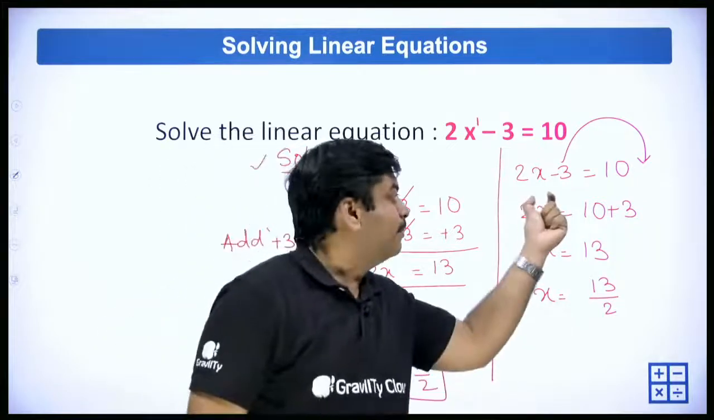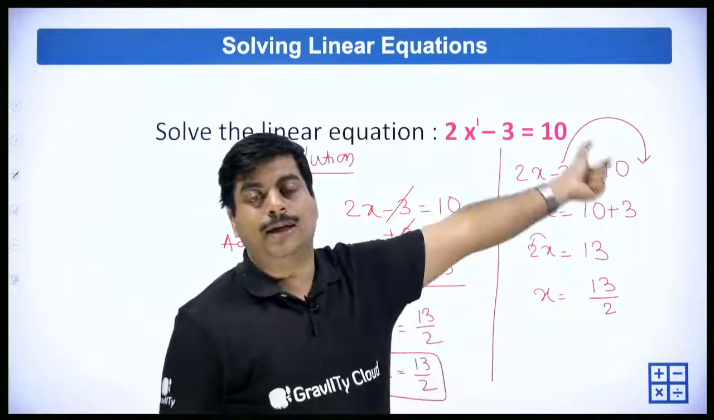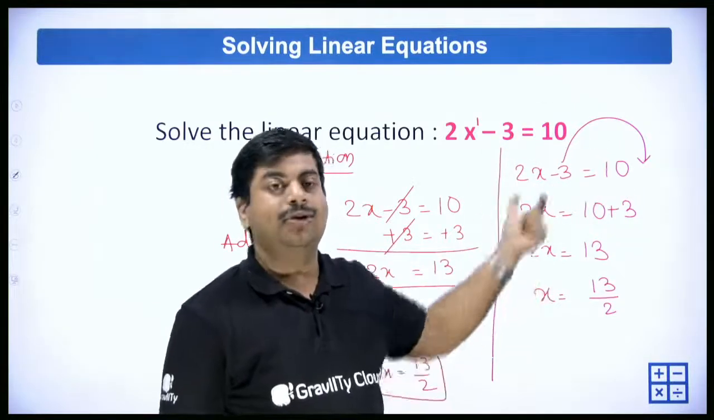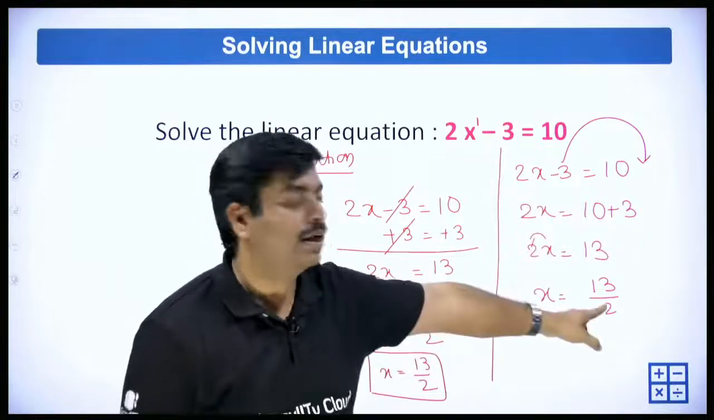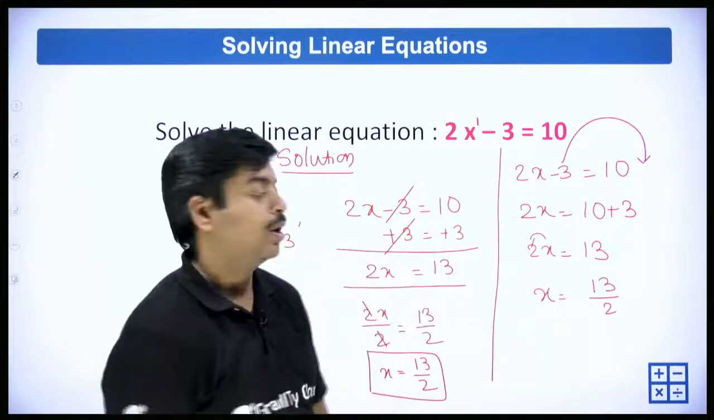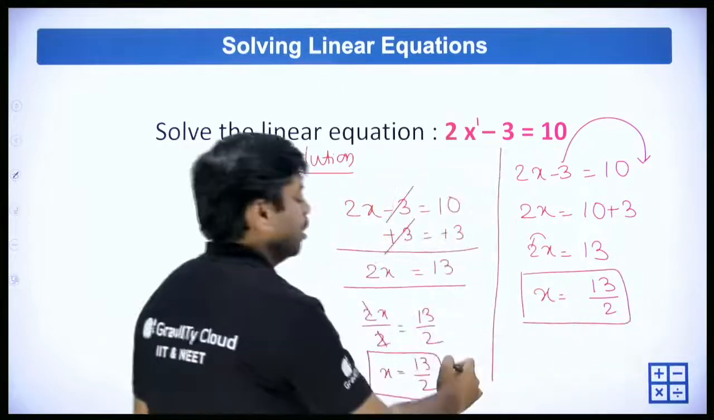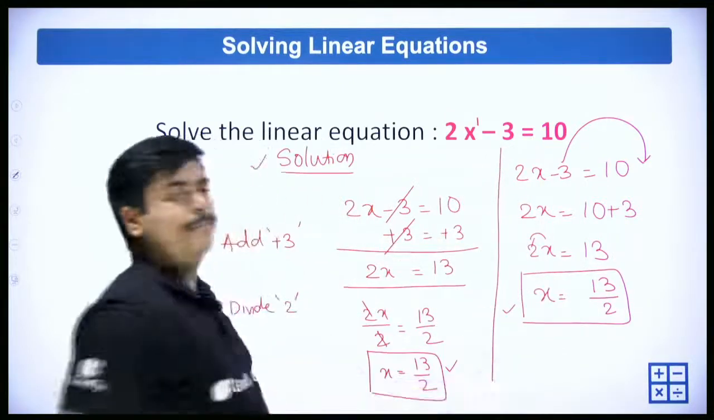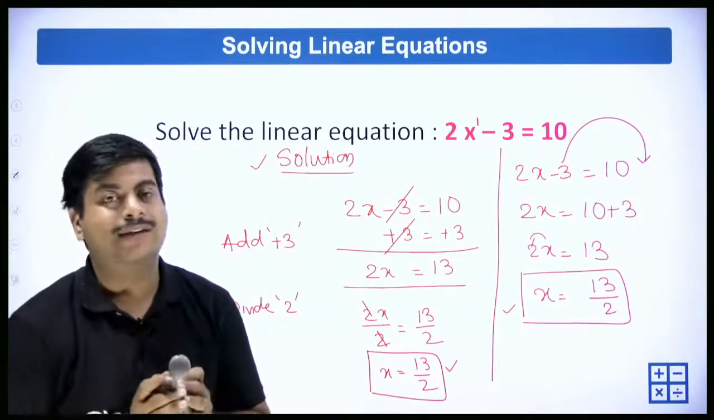A plus number will be transferred to become negative. A negative number transferred becomes positive. Multiplication transferred becomes division. Division becomes multiplication. Here it is multiplied, so it is being divided. So x equal to 13 by 2 is the solution of the given equation.